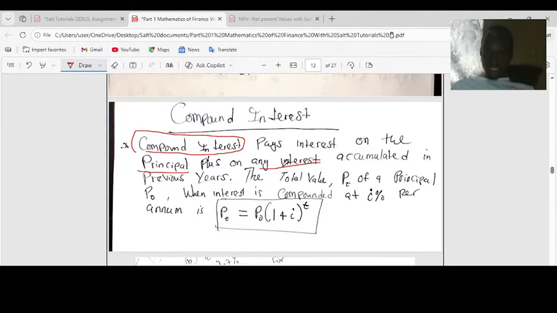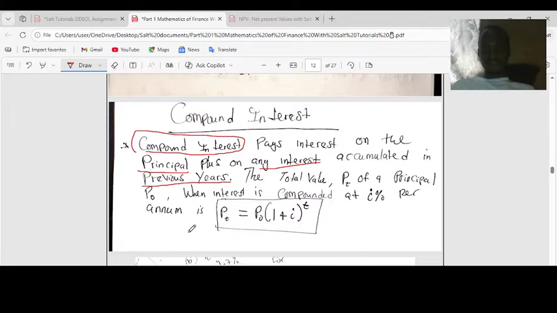But for compound interest in this case, it is interest calculated on the principal, the amount we had at first, as well as any interest accumulated in the previous years. So we calculate the interest on the principal and I add it in the first year. In the second year, the interest won't be the same as the previous year. So this time around, the interest which is going to be added on top of your money is based on what you have from the previous year.